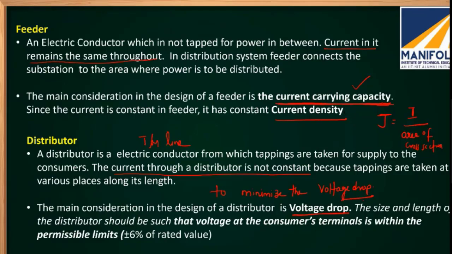So the size and length of a distributor should be such that the voltage at the consumer's terminals is within the permissible limits, that is plus or minus 6% of the rated value. Okay. So feeder is not tapped in between, distributor is tapped everywhere. Current is constant in feeder and current is continuously changing in distributor. So the main design criteria of the feeder is the current density. The main design criteria of the distributor is the voltage drop. Understand?